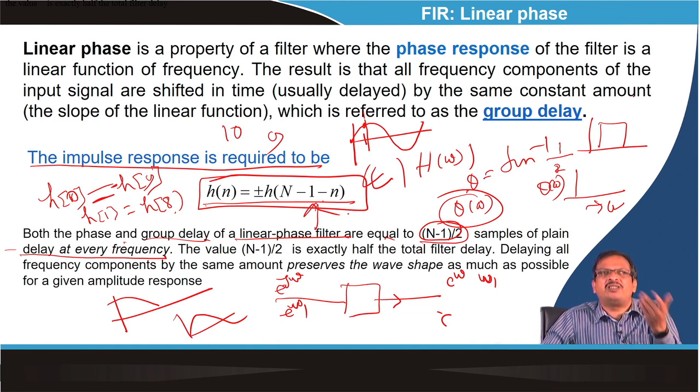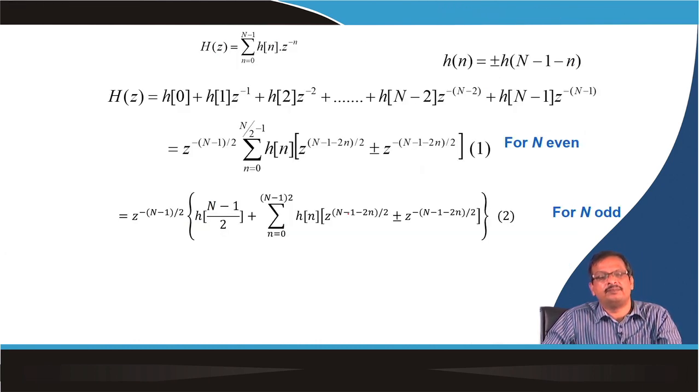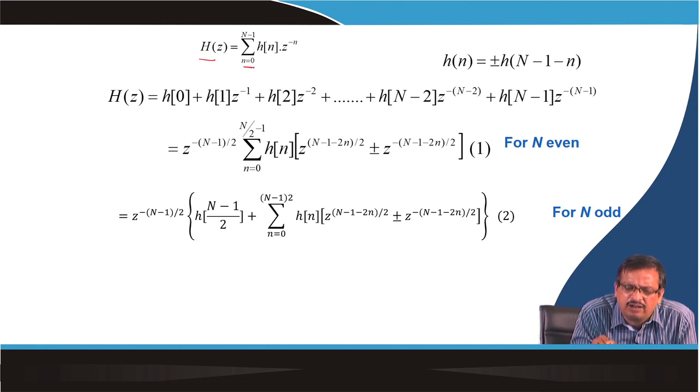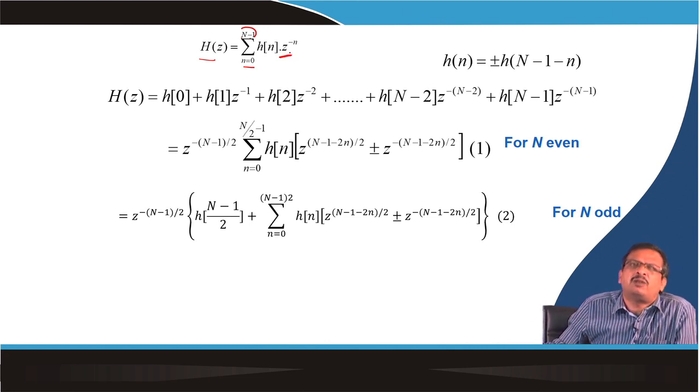Now, let us go for the design of a linear phase FIR filter. So how do I design? What kind of frequency response will I get if I design a linear phase filter? So what is H(z)? H(z) is the sum from n equal to 0 to N minus 1 of h of n z to the power minus n. This is the z transform H(z).